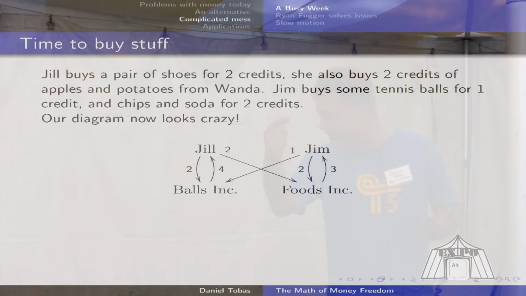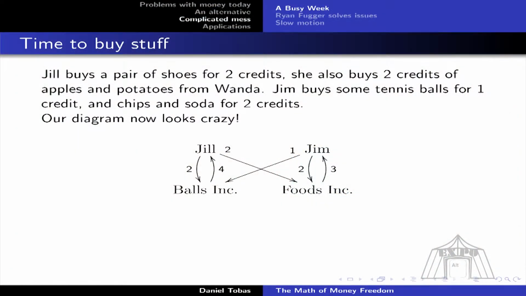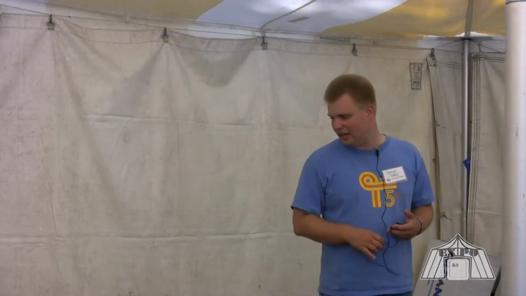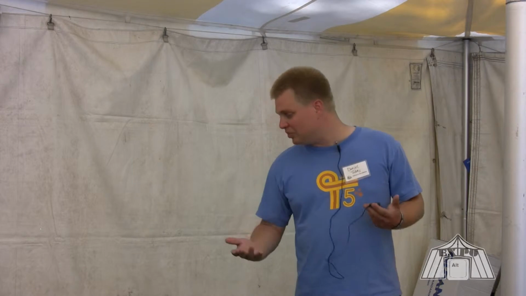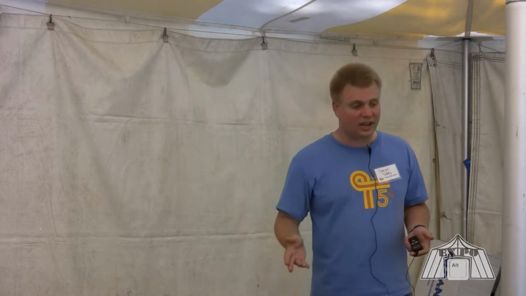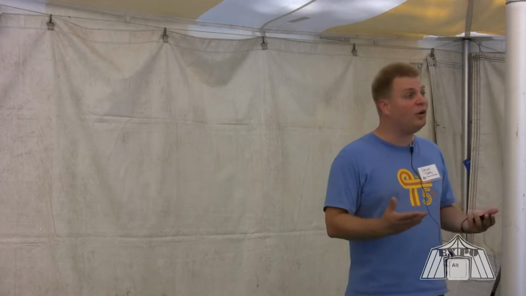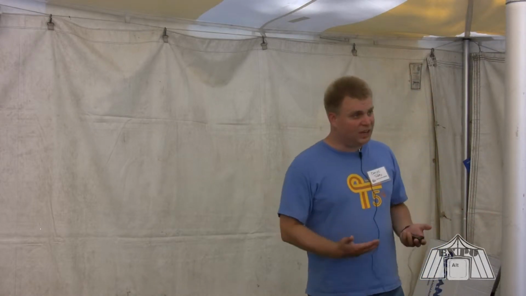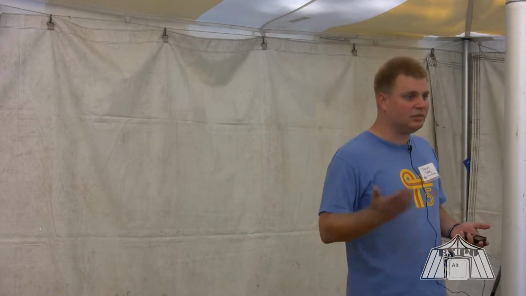That's what she spent at Balls Inc. Okay, but if you look at Jill, I also put an arrow going down and to the side towards Foods Inc., which has a 2 by it, representing the 2 credits spent at Foods Inc. Okay, and similarly with Jim. Okay, Jim has an arrow going down to Balls Inc. and to Foods Inc.